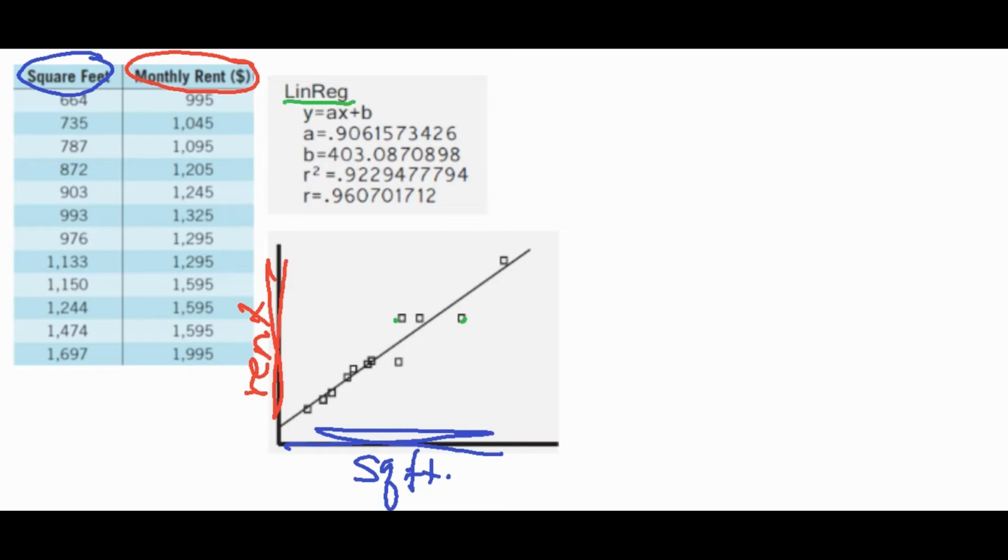So if you look at the data that was given to us, we have y is equal to a times x plus b. Normally a is represented with m, which is slope, but in this case we're using a for slope. Now if you look at the a variable, it's 0.906. In other words, if we round that to money, that's going to be about 91 cents. So that's 91 cents for every square foot of space that we're using.